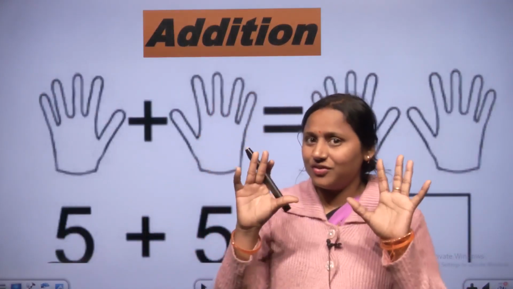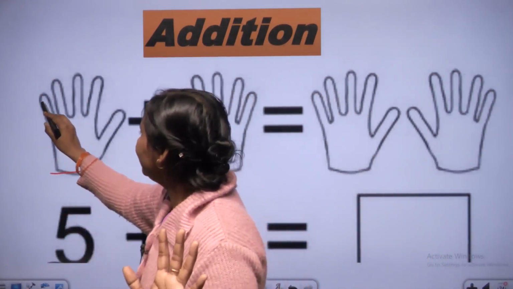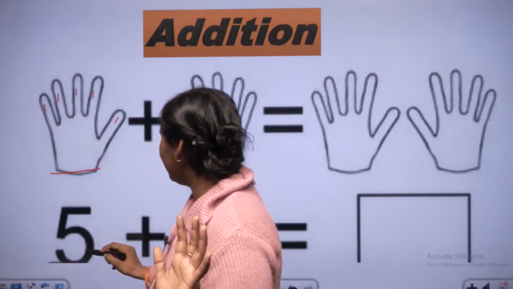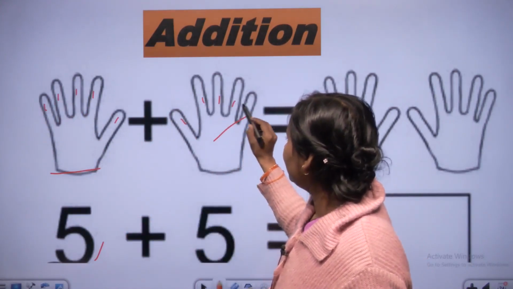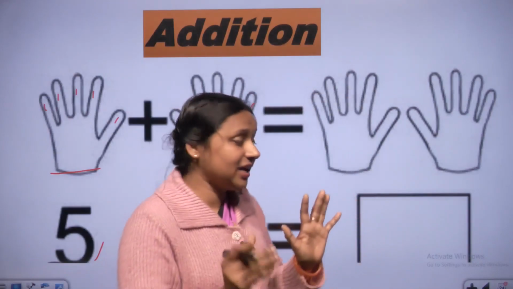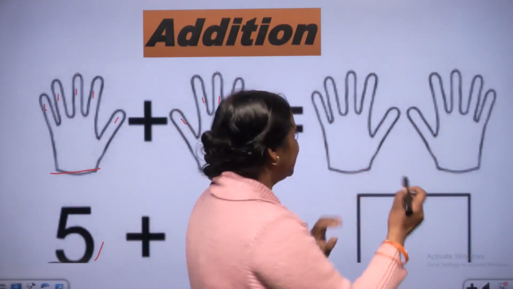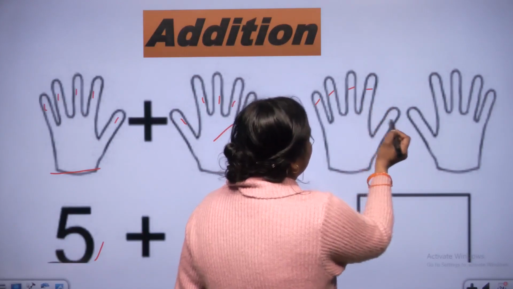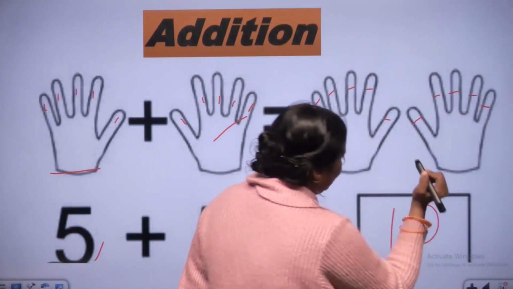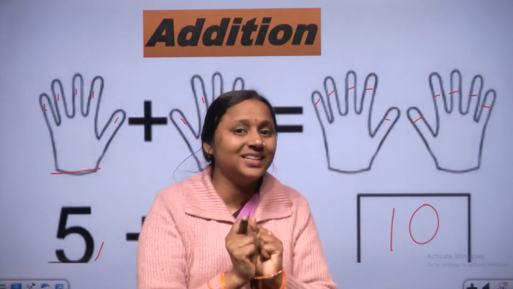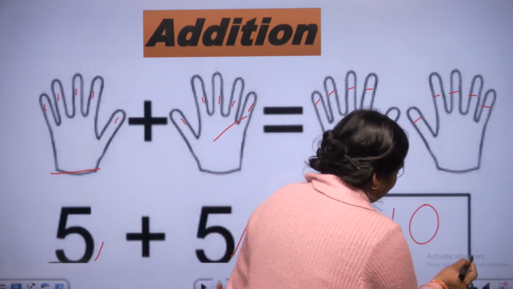Addition with the help of fingers. Okay. Here, how many fingers? Count it. 1, 2, 3, 4, 5. 5 fingers. And another hand. 1, 2, 3, 4, 5. Yes, 5. What we get when we add 5 plus 5? We start counting. 1, 2, 3, 4, 5, 6, 7, 8, 9, 10. Yes, 10 we get. 5 plus 5 is 10 when we add all together. Okay, this 10 is the sum.